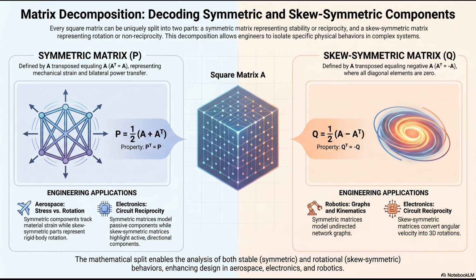Wow. Okay. And this isn't just some fun quirk of algebra. It represents a very profound physical reality. How so? Well, in physical systems, the main diagonal of a matrix almost always represents self-interaction, or direct localized scaling.